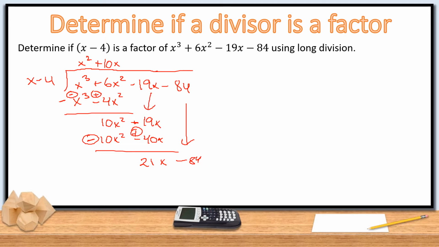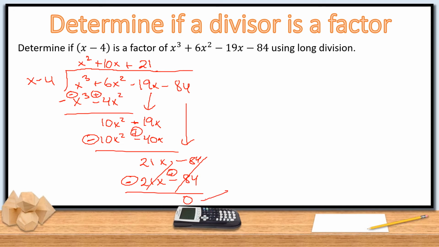x times what is 21? It is 21. So we would say, all right, 21 times minus 4 is minus 84. So we get 21x minus 84. Change the sign. Everything cancels, so we have a remainder of 0.